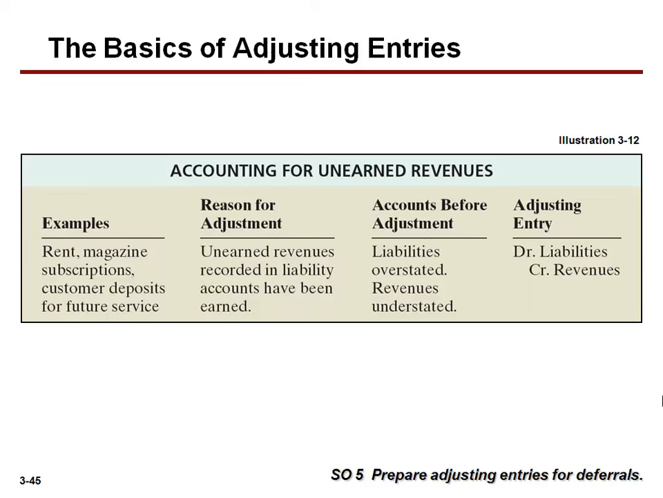To recap accounting for unearned revenues, the reason for the adjustment: that liability account or portions of it may have been earned, so it has to be adjusted. Before the adjustment, the liabilities are overstated and earned revenues are understated. The adjusting journal entry: debit the liability position, the unearned revenue account, and credit a regular sales revenue account, the latter of which will appear in your income statement, the former of which, whatever balance is, remains in the balance sheet.